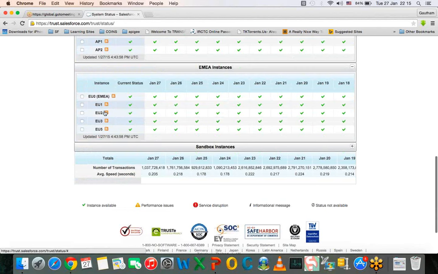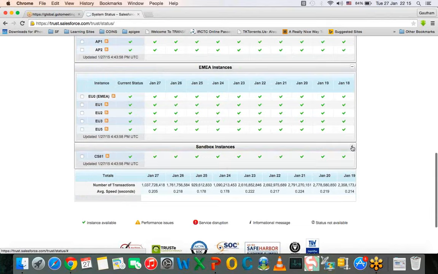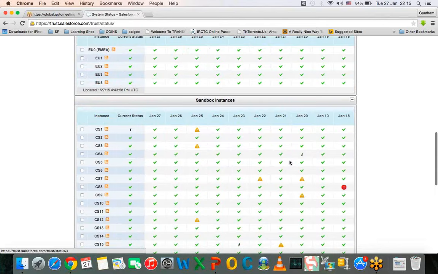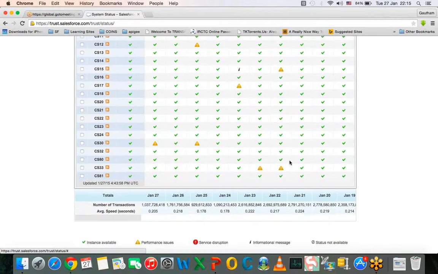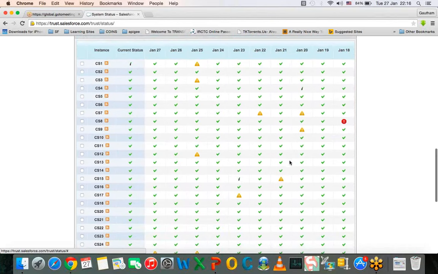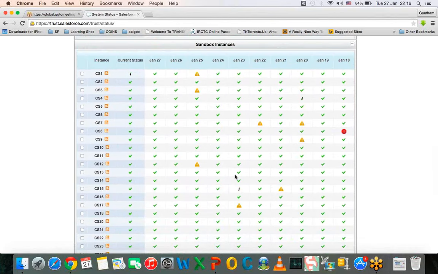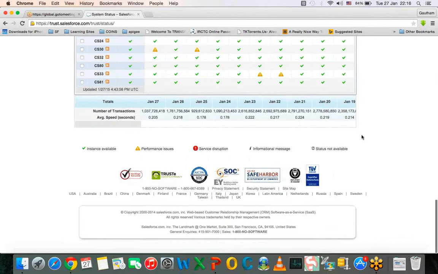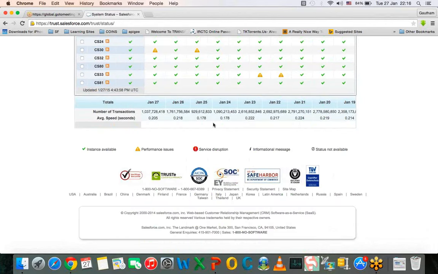You have around 5 different instances. And for sandboxes, these are common sandbox instances which are available irrespective of the location, I guess. Sometimes you would see around 20 sandbox instances. This is just some audit data, nothing to do with your actual development. If you want to look into how it's currently performing, how many transactions, or what's the average speed of each transaction, you can just log into this site and check it out.